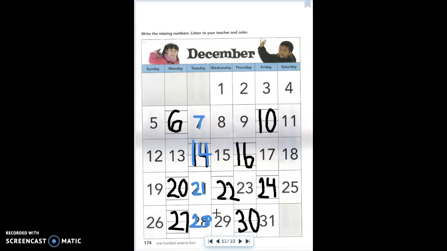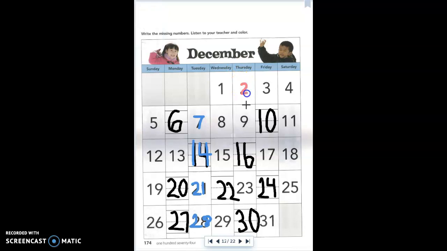Okay, now they want me to grab a pink crayon. So let me grab my pink. And this time they want me to find the Thursday column. So I'm going over here, Sunday, Monday, Tuesday, Wednesday, Thursday. So this time I need to color all these numbers pink.